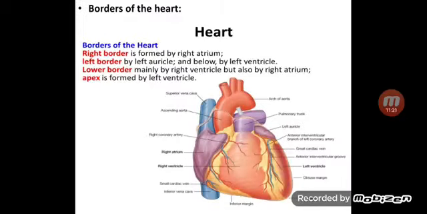What are the borders of the heart? It has 2 borders, the right border and the left border. The right border is formed by the right atrium. The left border is formed by part of the left auricle and the left ventricle.